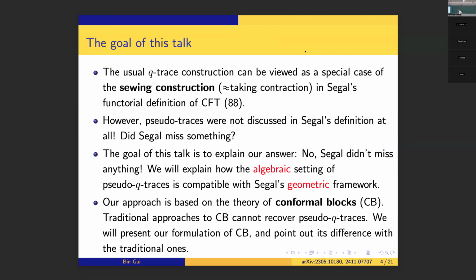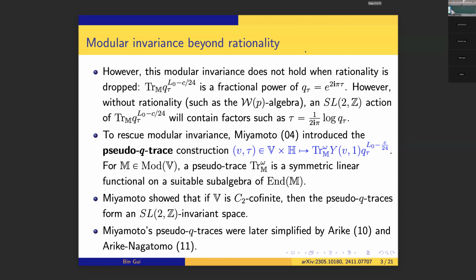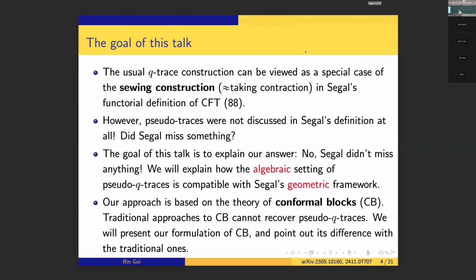So you see that the usual Q trace, I mean the Q trace of this one, is basically just a contraction, right? It's quite compatible with the zoning construction in Segal's definition of CFT. However, it seems that pseudo-Q-traces are more complicated than the ordinary Q-traces, and it seems that pseudo-Q-traces were not discussed in Segal's formulation of CFT. So the question is, did Segal really miss something?